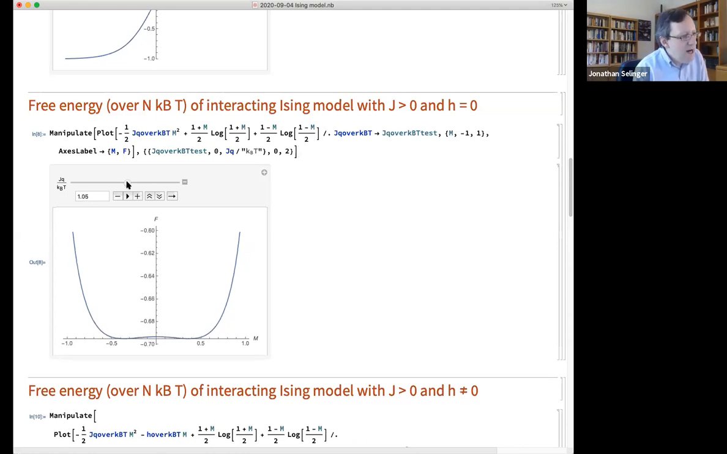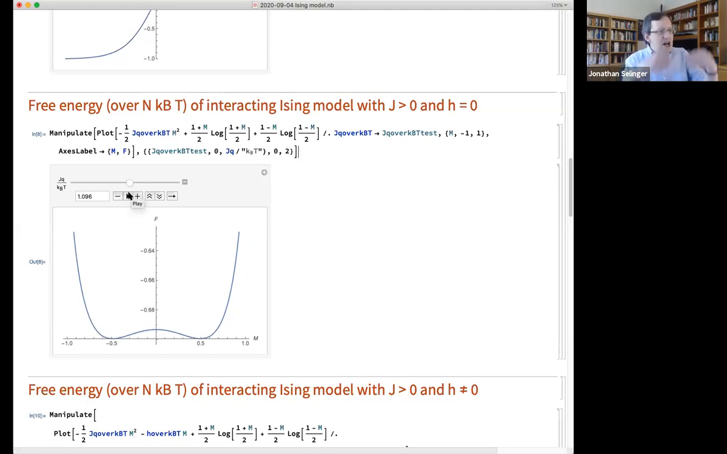Now, look at what happens when I keep going. Now the plot kind of turns over in the middle, okay? So that instead of having a minimum right here, it now has a local maximum right there. So where's the minimum? It shifts outwards, okay? There's one minimum there, and there's another minimum there.